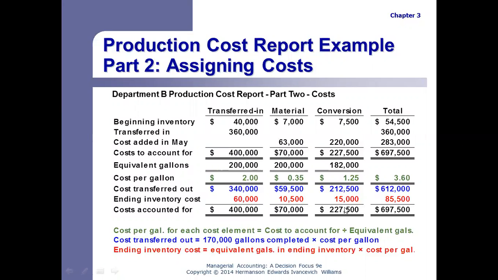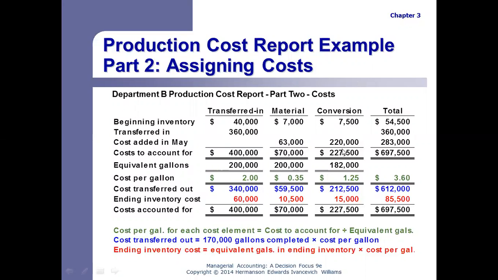Same thing, we do the same thing for materials and for conversion. Okay, so the materials, there was $7,000 worth of materials in the beginning inventory, and the problem tells us that. We added $63,000 of cost in May. Again, the problem tells us that. So there's a total of 70,000 we have to keep track of. Divide that by the equivalent units of material. We get 35 cents a gallon for the material.